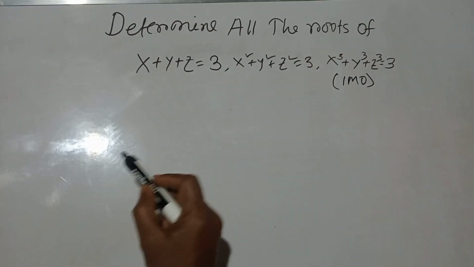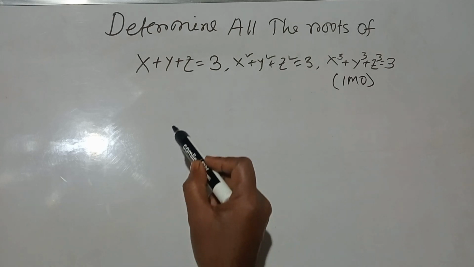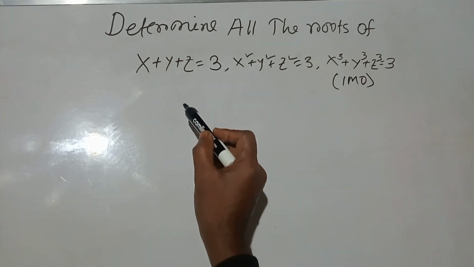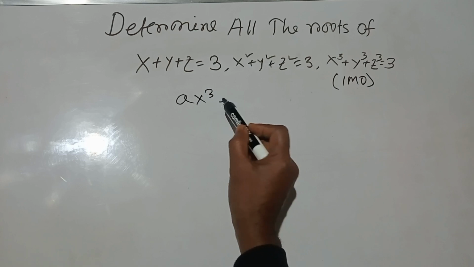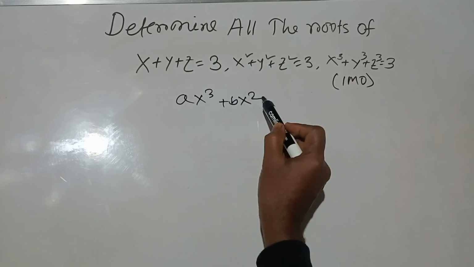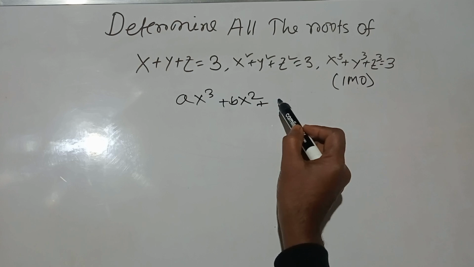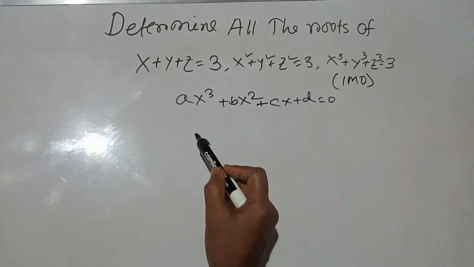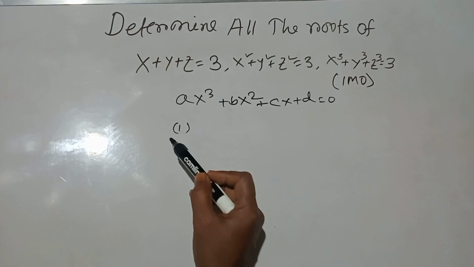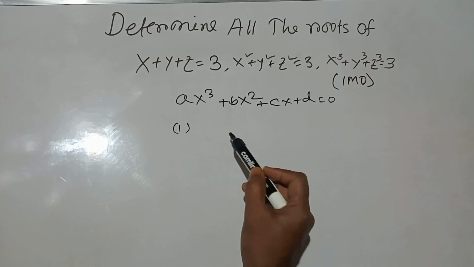Before proceeding to solve this system, let me teach you a bit about a cubic equation. The general form of a cubic equation is ax cube plus bx square plus cx plus d equal to 0. Now we know there are three properties of the roots of this equation.